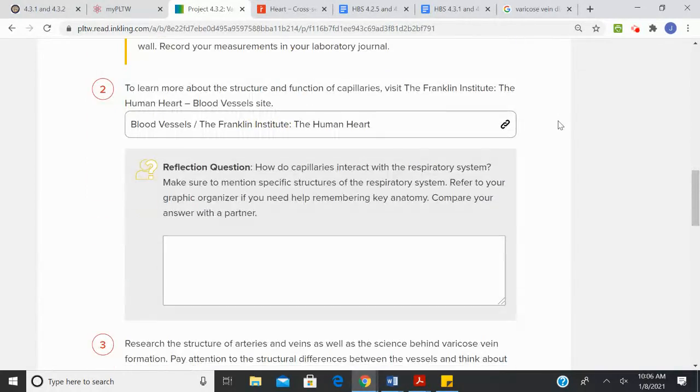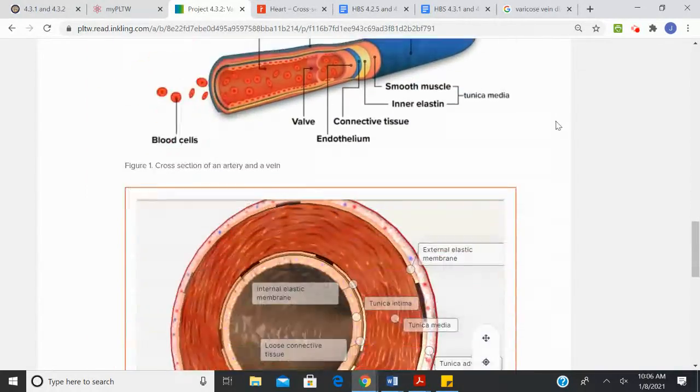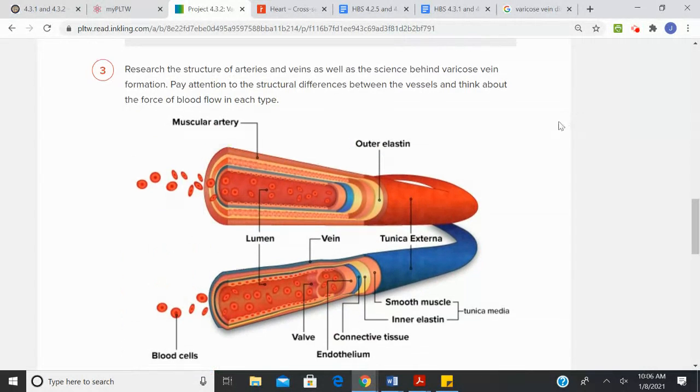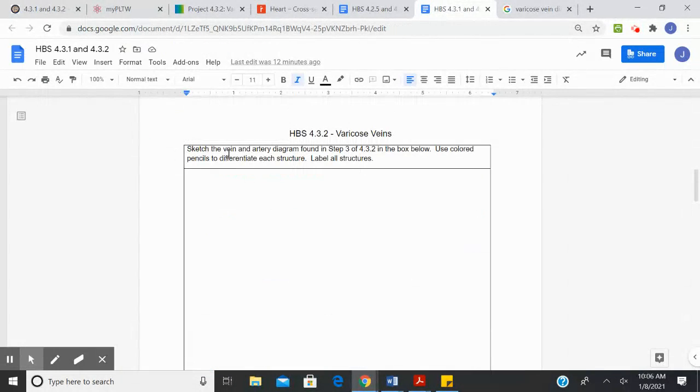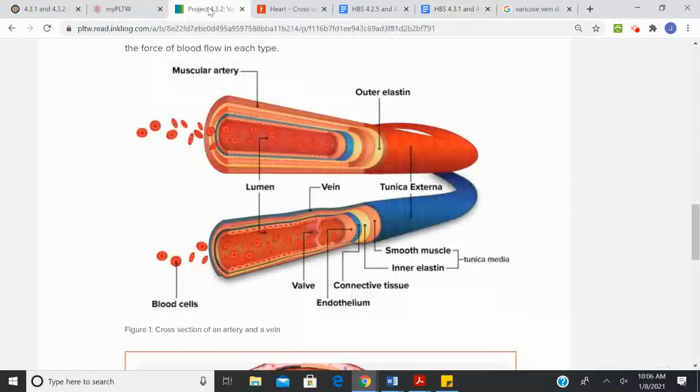If you look in the diagram, there are two diagrams that you're going to draw. There's this initial diagram that you're going to sketch. Basically copy that diagram, and use colored pencils to differentiate the structures. If you look at these diagrams, you can see this is an artery and this is the vein. You see the muscular artery. So sketch this as best you can, especially these layers, which is what's important.